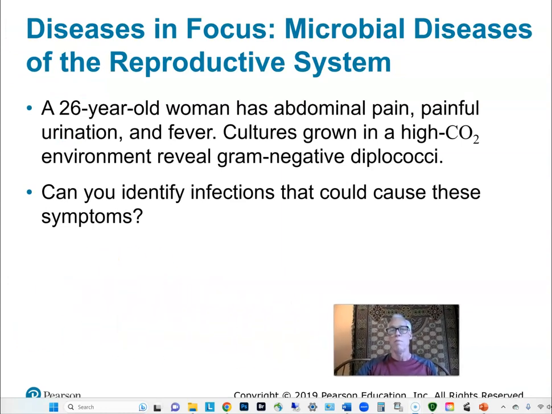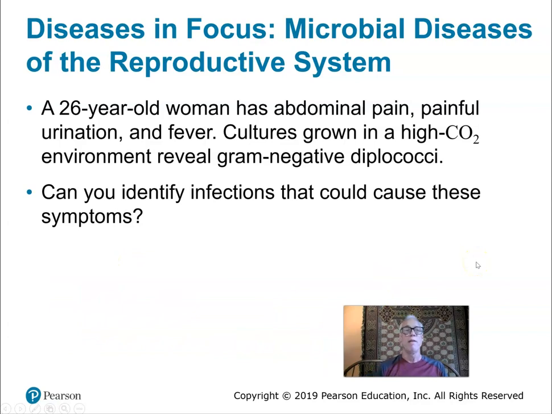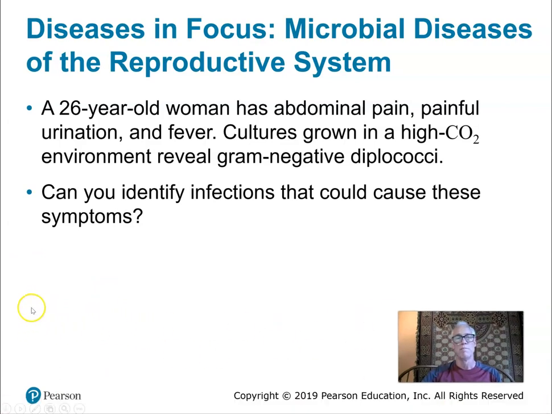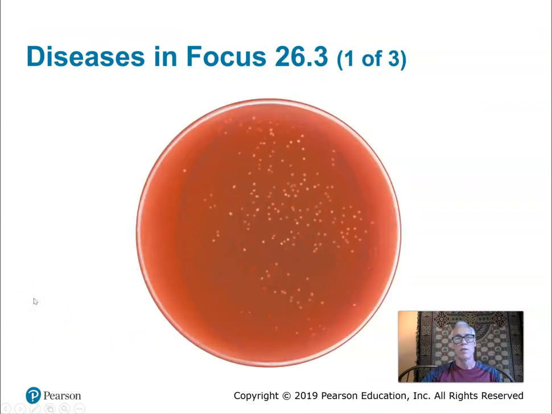A 26-year-old woman has abdominal pain, painful urination, and fever. Cultures grown in a high CO2 environment revealed gram-negative diplococci. What could be gram-negative diplococci that can cause STIs? Neisseria gonorrhoeae, right? We've encountered those Neisseria diplococci before, so it's a tip-off. Super common, second only to chlamydia trachomatis in terms of frequency of infections causing sexually transmitted infections.